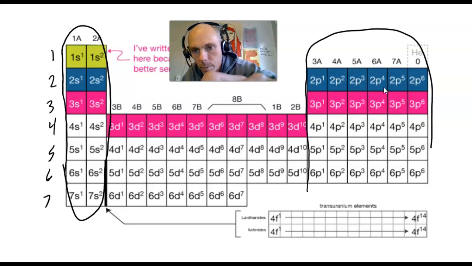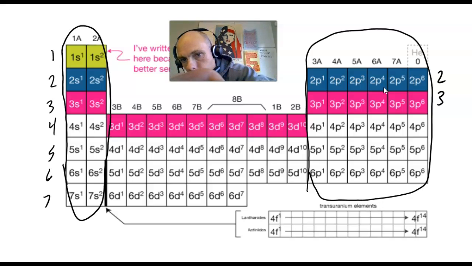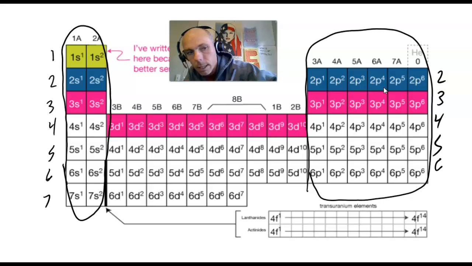This is called the p block. There are 6 columns worth of p block elements. That's not a coincidence because the p sublevel holds 6 electrons. The p sublevel has 3 orbitals. 3 times 2 is 6. And notice that the numbers in front also line up with the column numbers. This has got a 2. It's column 2, 3, 4, 5, 6.